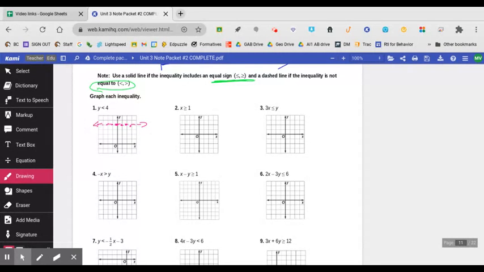And then, less than, so I put 0 in. So 0 is less than 4. That's true, so I'm going to shade down. And I write my inequality down here: y is less than 4.